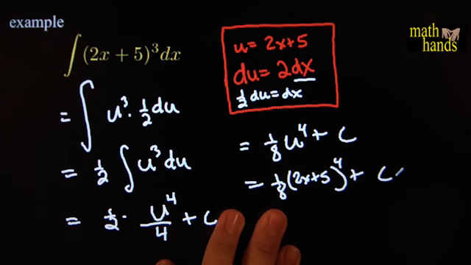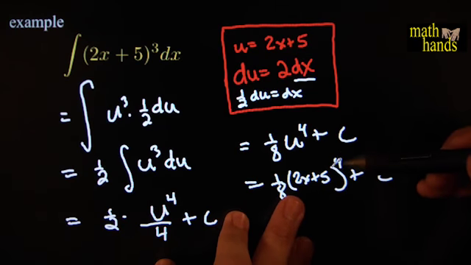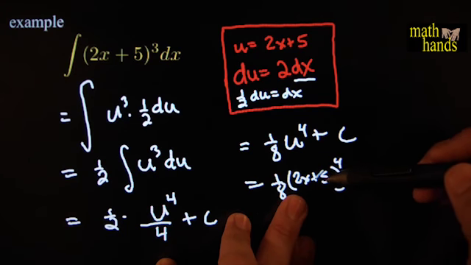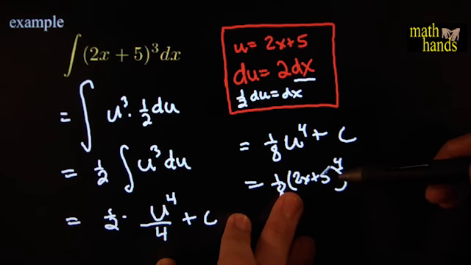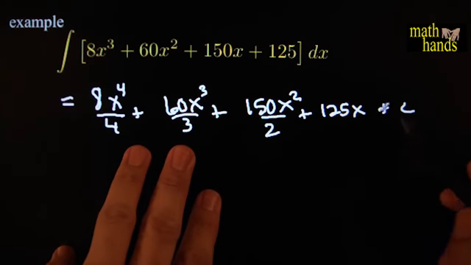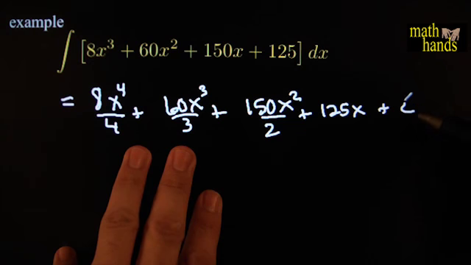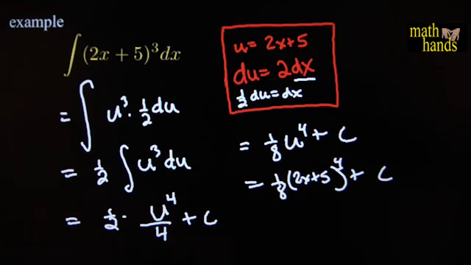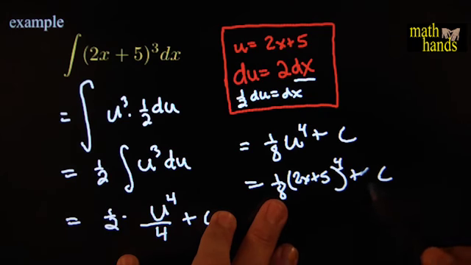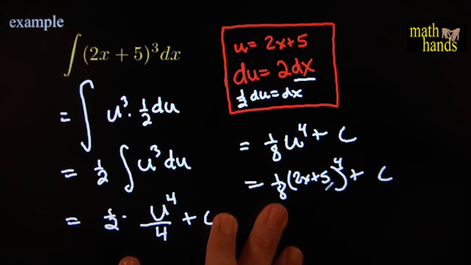And there you go. You know what's interesting is to note that if you were to FOIL this out, (2x plus 5) to the fourth, if you were to expand this binomial expansion, you would get exactly the same as this, except the only thing that might be different is the constant. But who cares? It's a constant anyways. I've got a constant here too. It might be different, but who cares? But the expansion here would be exactly the same as that one.